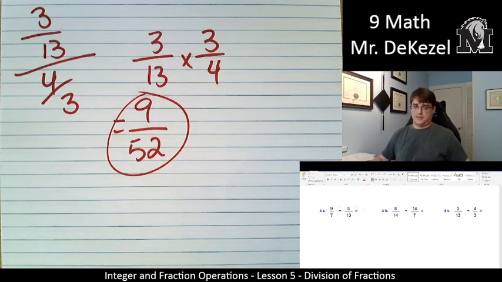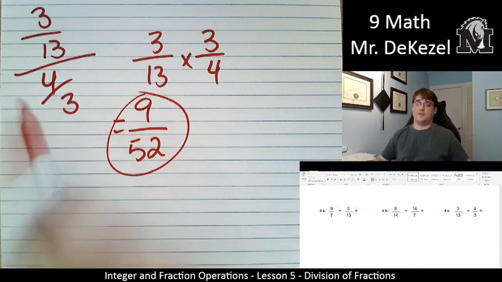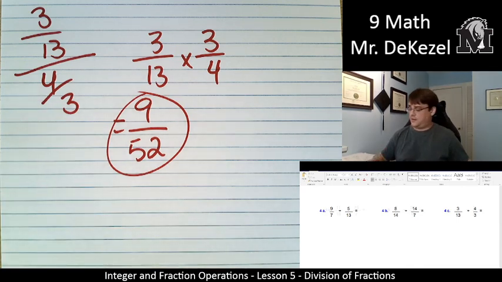Okay. Key is recognizing that the denominator needs to be flipped over and then multiplied by the other fraction.